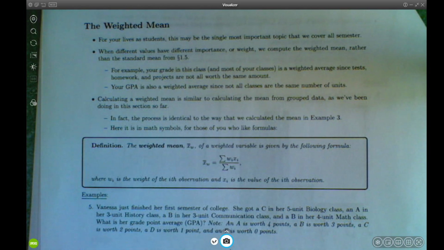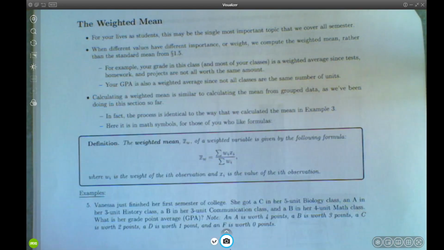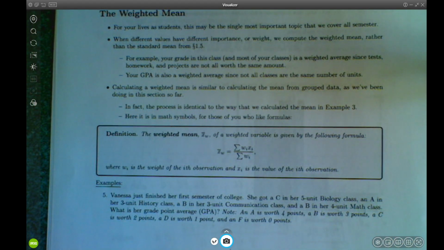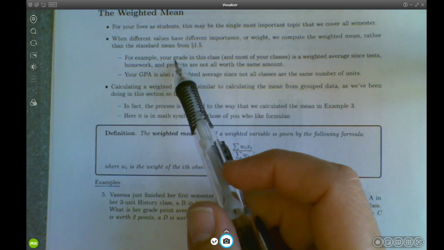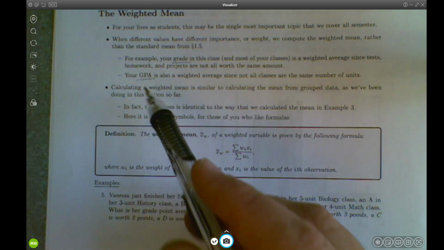As I said at the beginning of the lecture, for your lives as students, the weighted mean might be the most important topic that we cover in this course. Because your score, your grade in the class, as well as your GPA, are both going to be weighted means. We use a weighted mean whenever we're trying to find the average of a data set, but not all of the values in the data set are equally weighted.